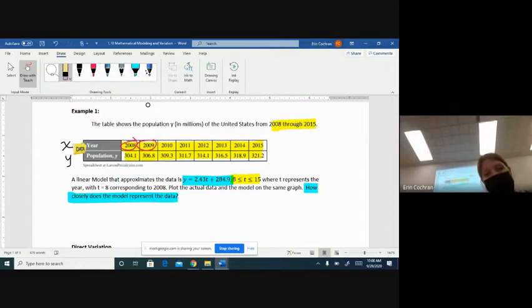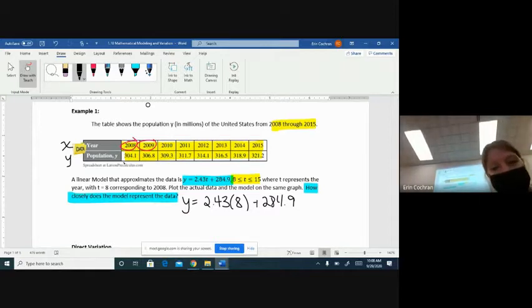All right. So let's first start with 8. Okay, remember our years, we're not plugging in actually 2008. We're just plugging in 8 to represent that. 2009 would be 9. Okay. So now I'm going to go ahead and plug in y equals 2.43 times 8 and add that to 284.9. And what do we get? So 304.34. And we'll go ahead and round to the tenth because all of those are to the tenth. So far, that's pretty close, isn't it?